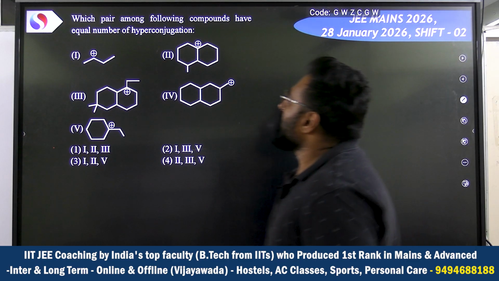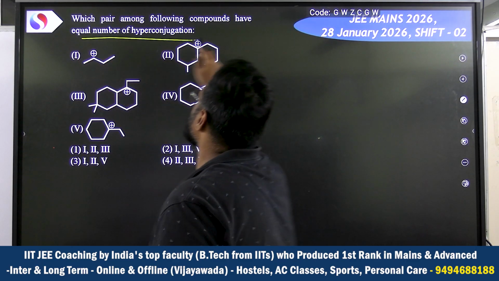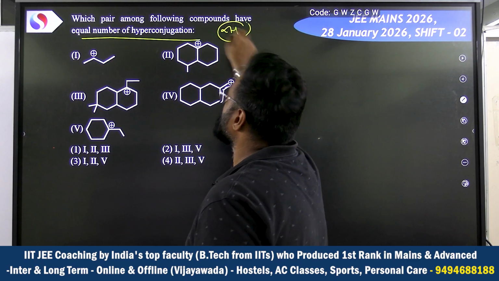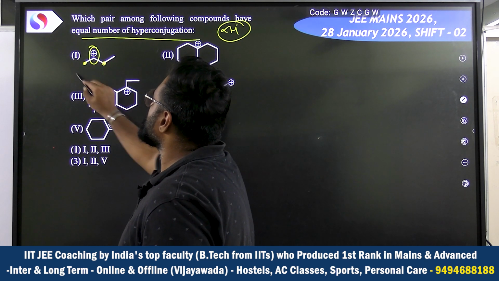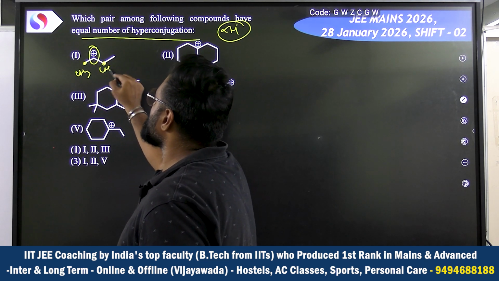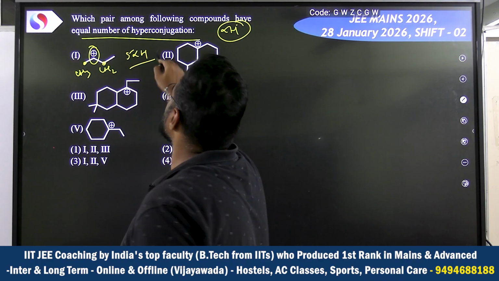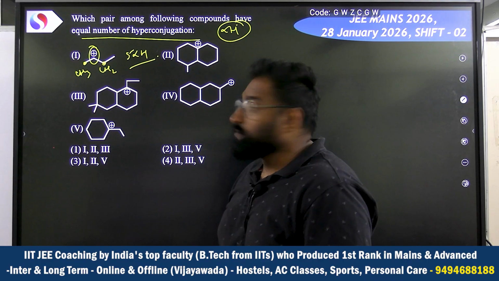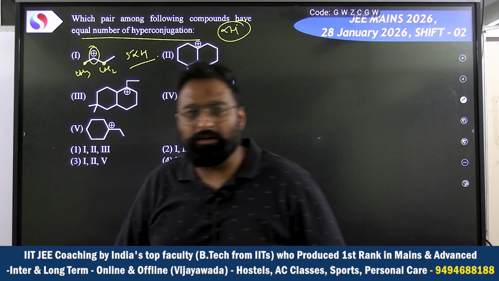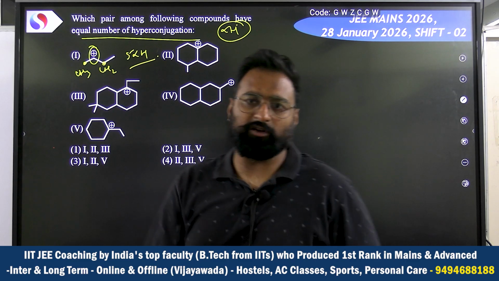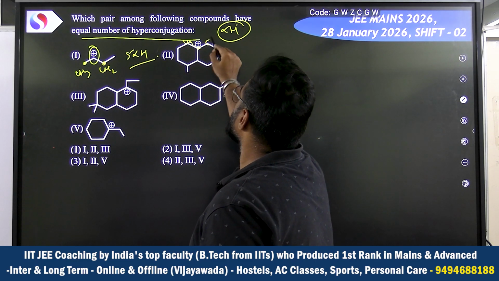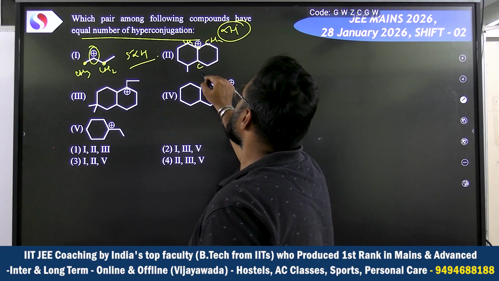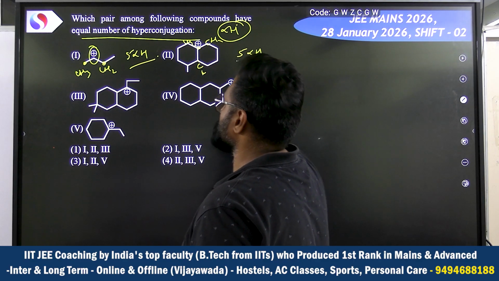Direct NCERT line. Nothing else to make much of a headache from this. Which of the following pairs have an equal number of hyperconjugation? For hyperconjugation, check alpha hydrogen. In the first option, this and this are alpha carbons, CH3, CH2, total 5 alpha hydrogens, correct? Now the question says equal number of alpha hydrogens, meaning we have to select the equal number of alpha hydrogens. In this option, CH2, CH2, this CH, so 5 alpha hydrogens.